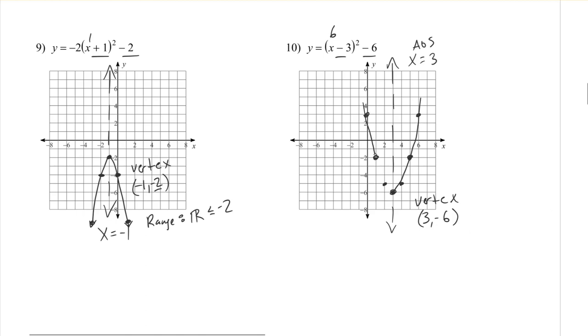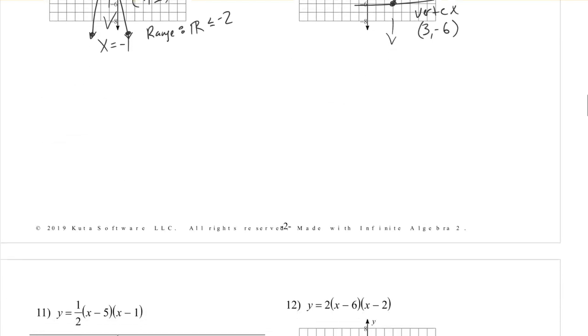Draw our curved lines. Our range is all the numbers that are bigger than negative 6, greater than or equal to negative 6. All the y values.